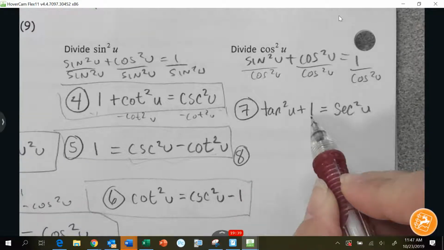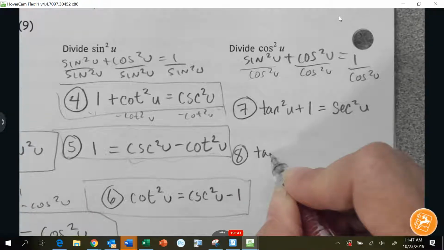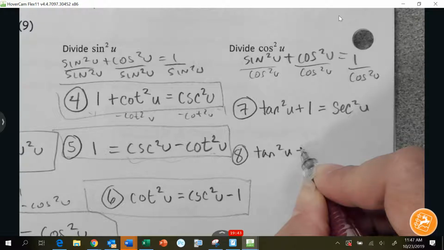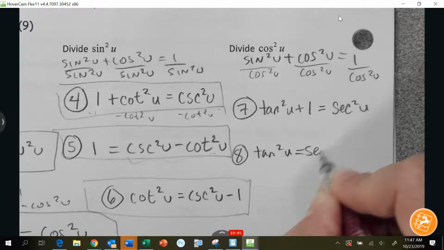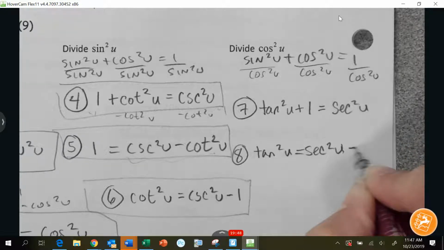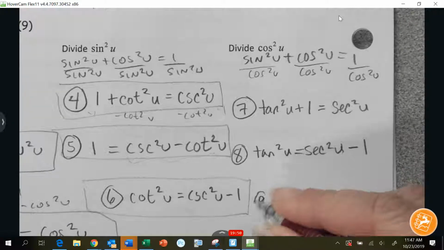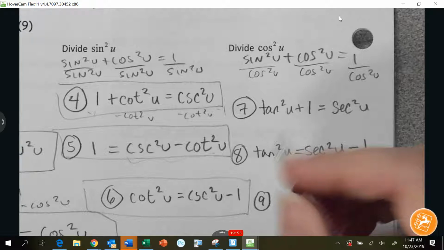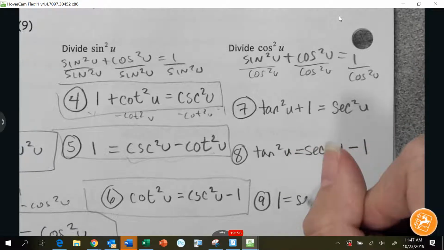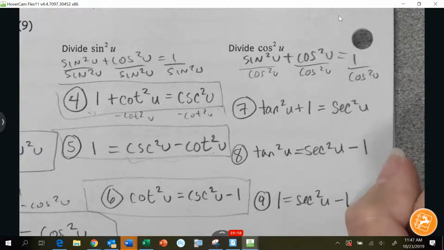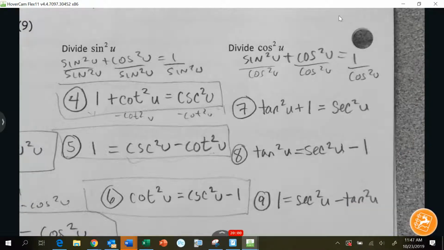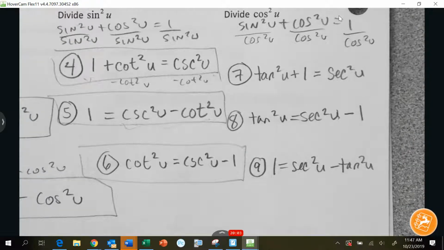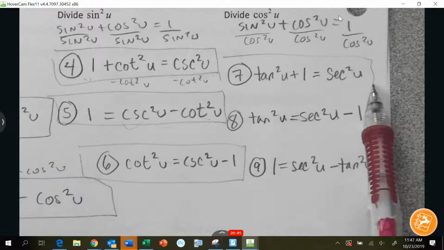for number 9. I can move the 1 over. So tangent squared u equals secant squared u minus 1. Or I could move the tangent squared over, so I have 1 equals secant squared u minus tangent squared u. I've just reordered them the same way I reordered all the other ones.